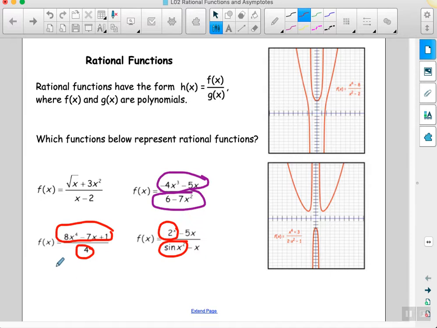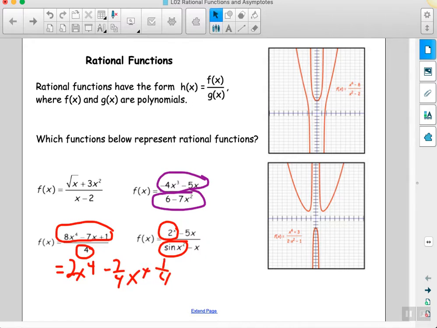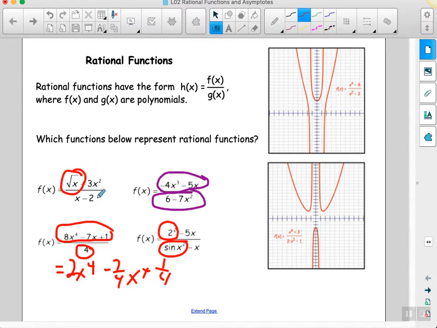We could really just divide each of these and say this is 2x to the fourth. I'm going to finish that over here. Minus 7/4 x, and then plus 1/4. And you can see that that definitely is a polynomial. Now let's take a look at this one up here. This is not polynomial. Right here, non-polynomial. So therefore this cannot be a rational function.